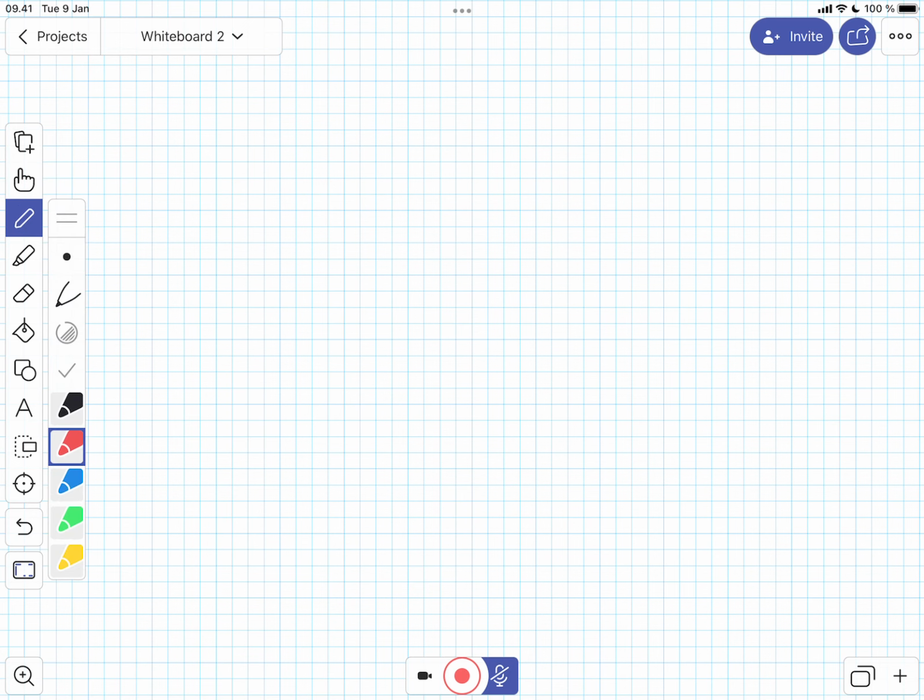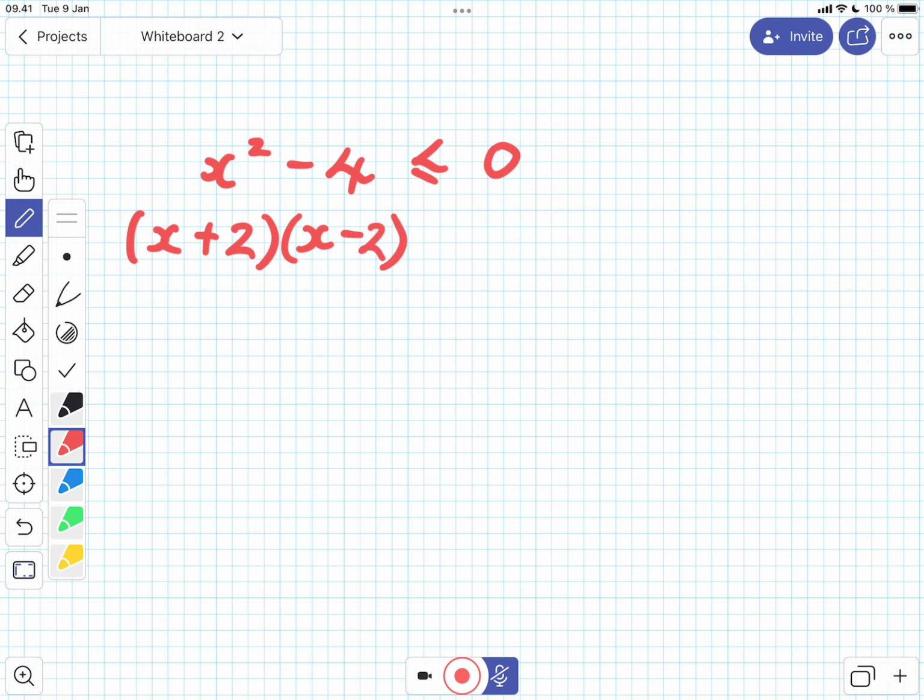X squared minus 4 less than or equal to 0. Well, x squared minus 4 will factorize as x plus 2 times x minus 2, because we've got no x's and minus 4 on the end.